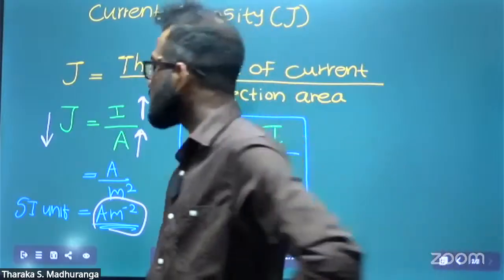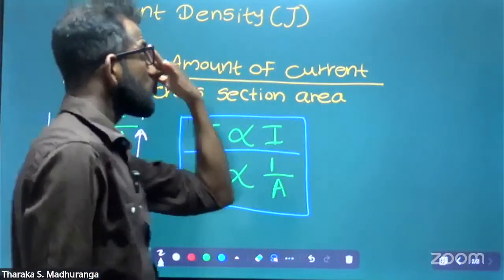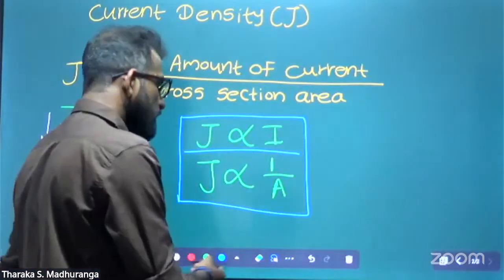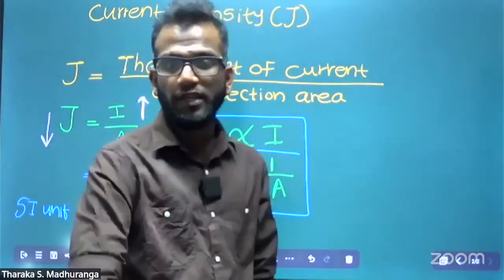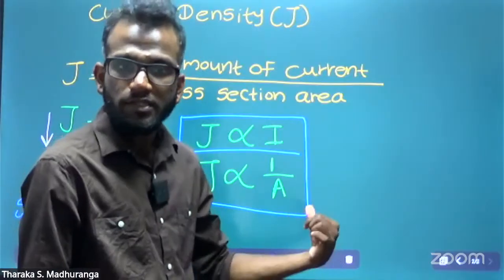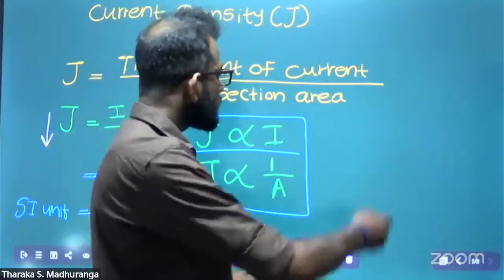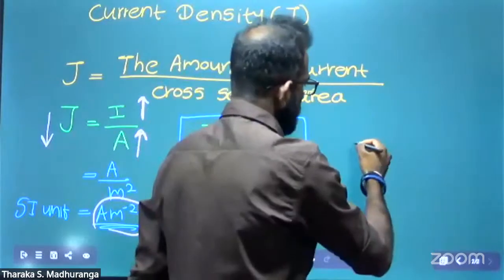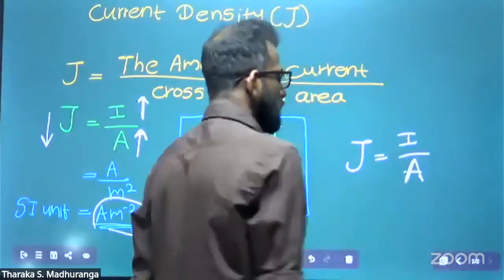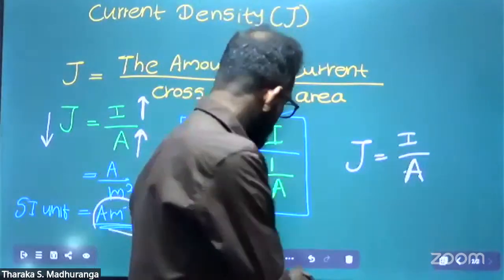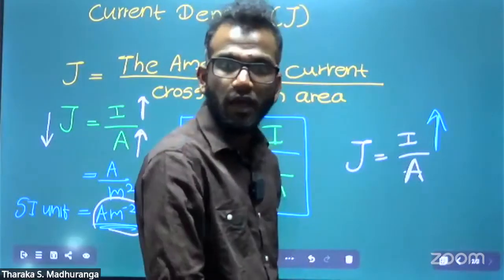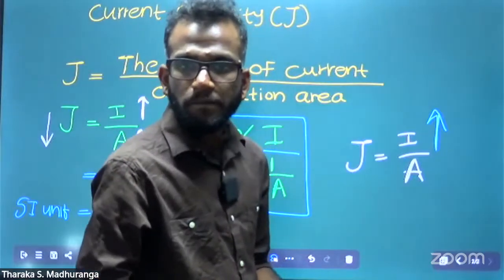Why does it have more thickness and more cross section area? What is the reason? More current is coming. The current is increasing. Think I over A. The current is high. The amount of current flowing is very large. Very good.